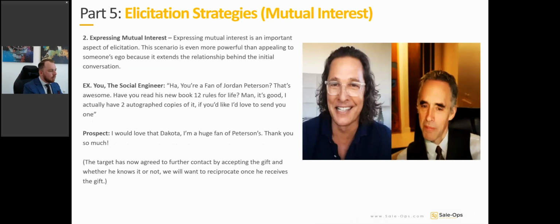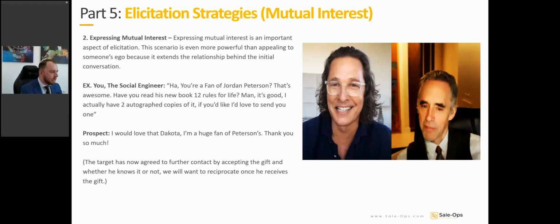Second, expressing mutual interest. Expressing mutual interest is important when it comes to elicitation. This scenario is even more powerful than appealing to someone's ego because it extends the relationship beyond the initial conversation, way beyond it. So when you're doing your intel gathering and you see that the person likes a football team, or loves watches, or suits, or cars, those are all things that you can bring in when you open on your phone calls, when you build rapport, to express a mutual interest.